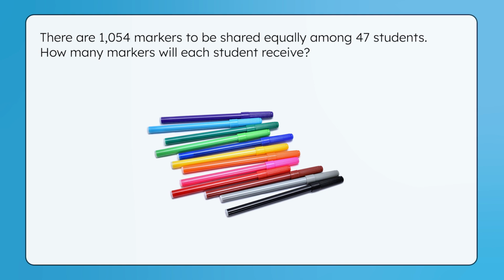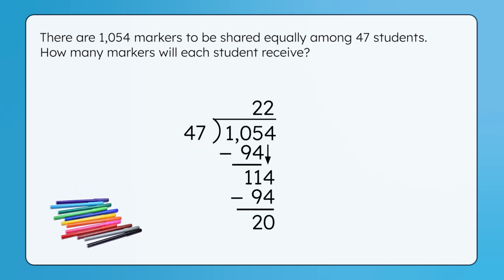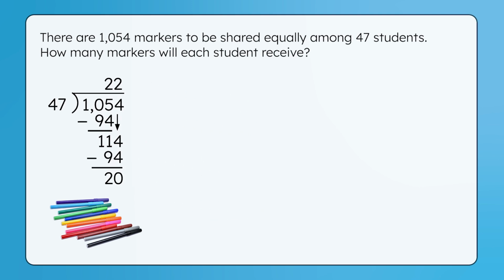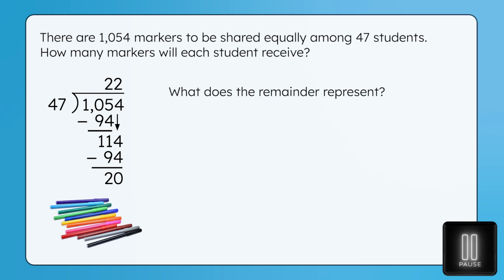Let's try another scenario. There are 1,054 markers to be shared equally among 47 students. How many markers will each student receive? The quotient is 22 remainder 20. So how many markers will each of the 47 students get? They'll each get 22, the whole number part of our quotient. Let's go through each question to decide what happens with the remainder. What does the remainder represent? Pause here to share your thoughts.